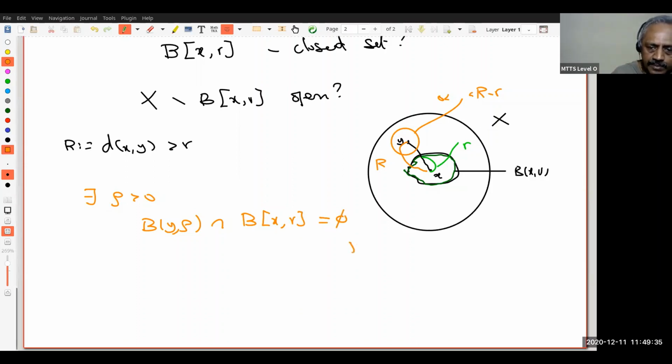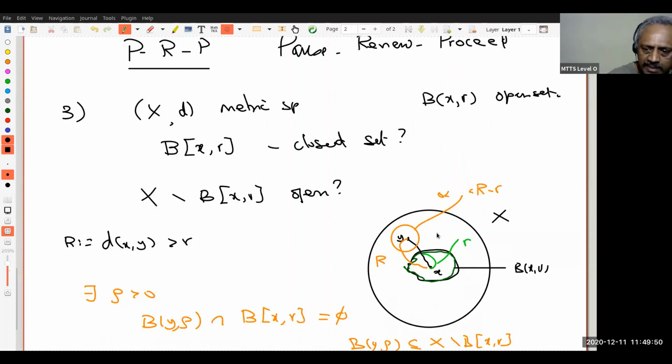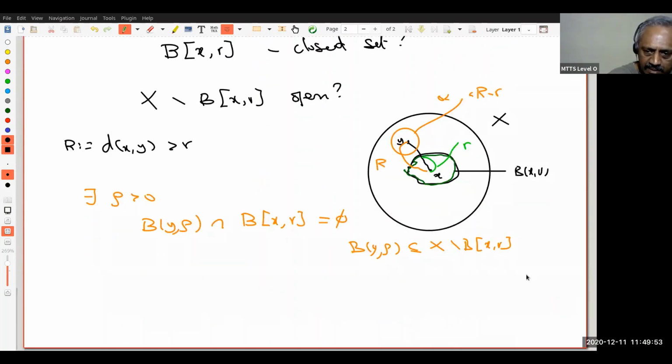That would mean the ball B(y, ρ) is contained in X minus B[x, r], right? That means given any arbitrary point y in the complement, I can find an open ball which is completely contained in the complement. So we will work backwards. I want to know what kind of ρ. I already have an idea: ρ may be less than R minus r, or equal to may also be allowed. But I can verify.